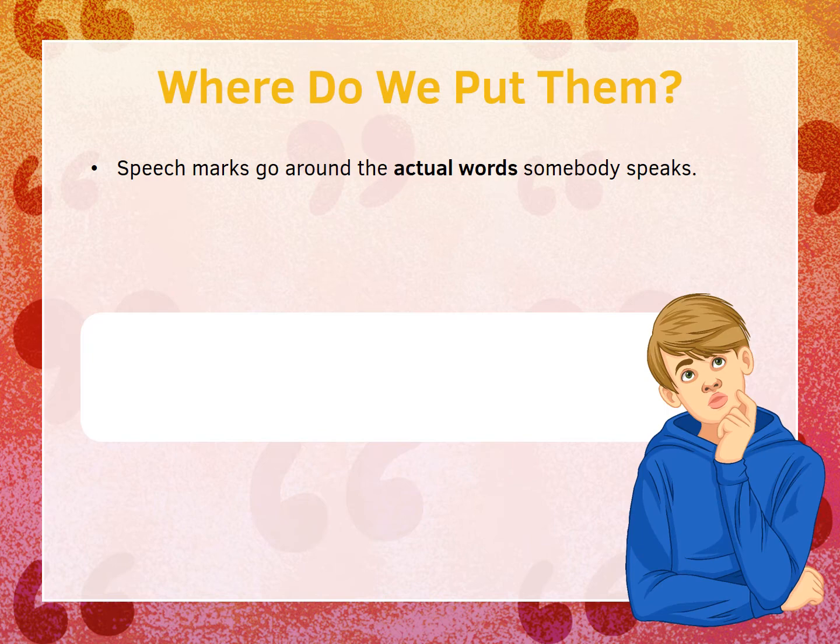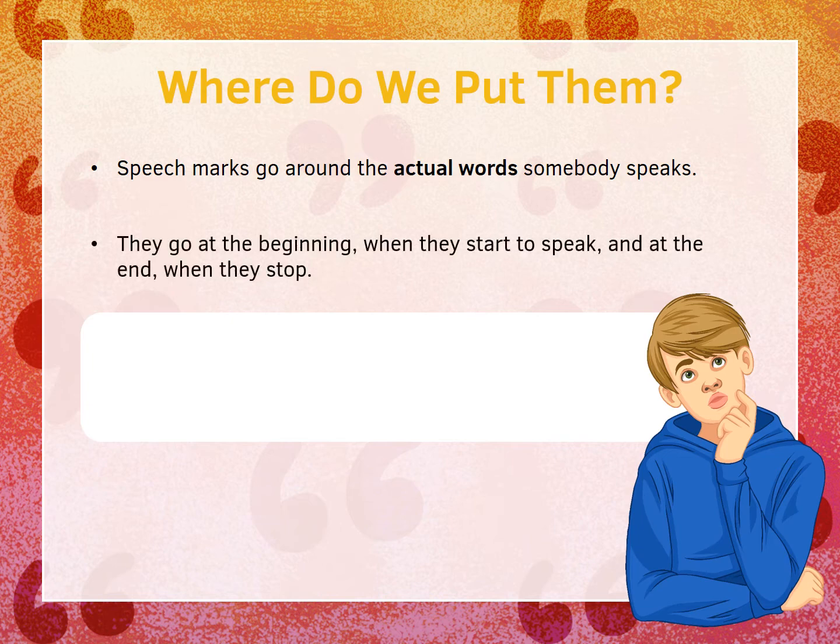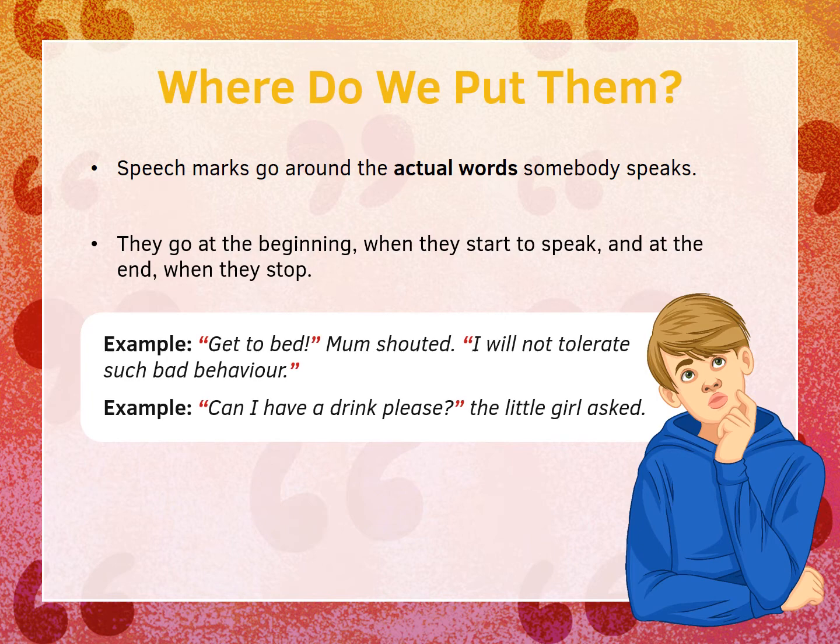When we use speech marks, they go around the actual words that somebody is speaking. They go at the beginning when they start to speak and at the end when they stop speaking. So, for example, "Get to bed," Mum shouted. "I will not tolerate such bad behaviour." So the spoken words there are "get to bed," and you can see we've got the speech marks at the beginning and at the end.